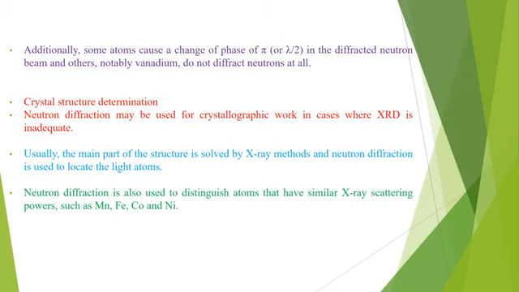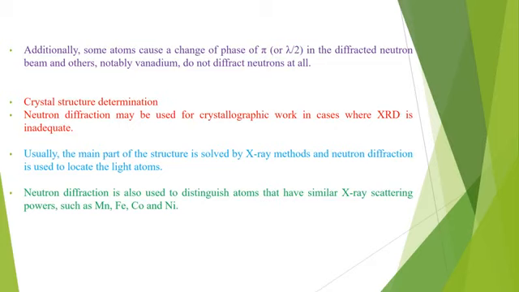Crystal structure determination. In crystal structure determination, neutron diffraction may be used for crystallographic work in cases where XRD is inadequate. It has been much used to locate light atoms, especially hydrogen in hydrates and organic structures. Usually, the main part of the structure is solved by X-ray methods, and neutron diffraction is used to locate the light atoms.